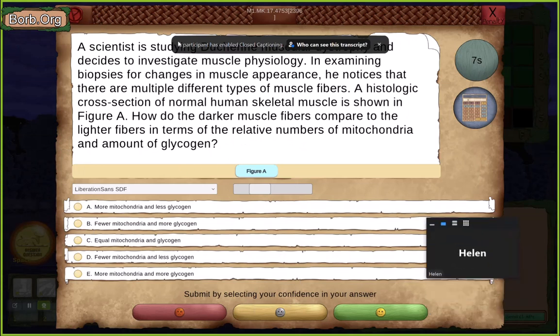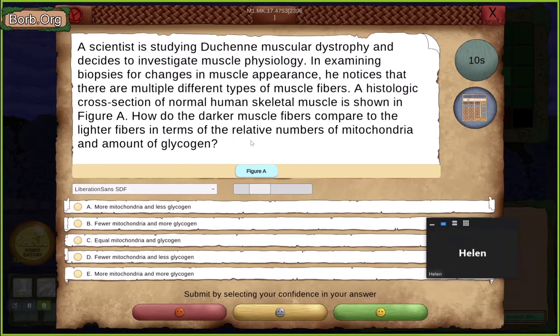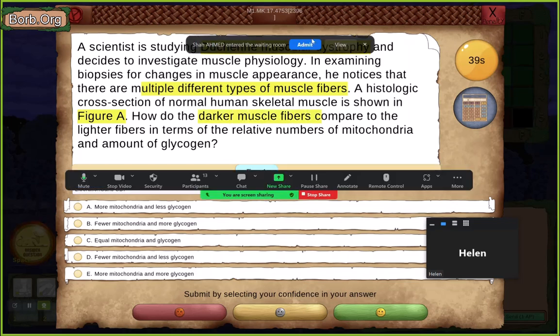A scientist is studying muscular dystrophy and decided to investigate muscle physiology. In examining biopsies for the changes in the muscle appearance, he noticed that there are multiple different types of muscle fibers. A histologic cross-section of normal human skeletal muscle is shown in the figure A. How do the darker muscle fibers compare to the lighter fibers in terms of relative numbers of mitochondria and amount of glycogen?